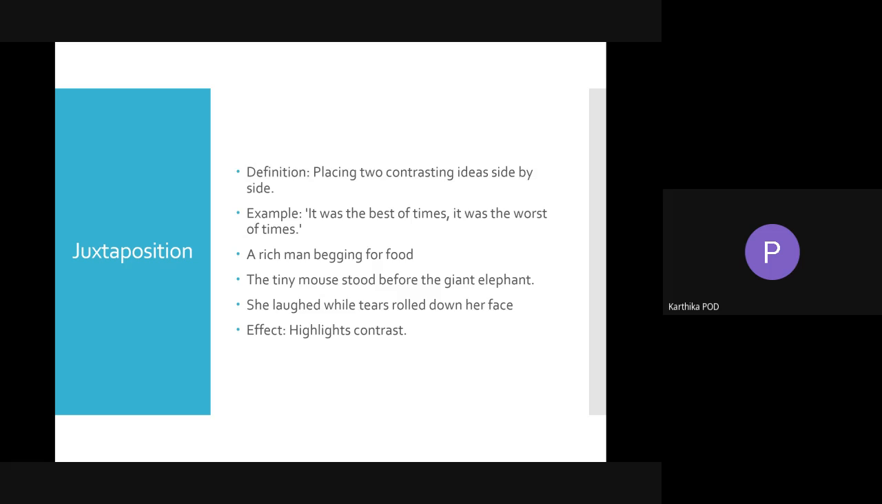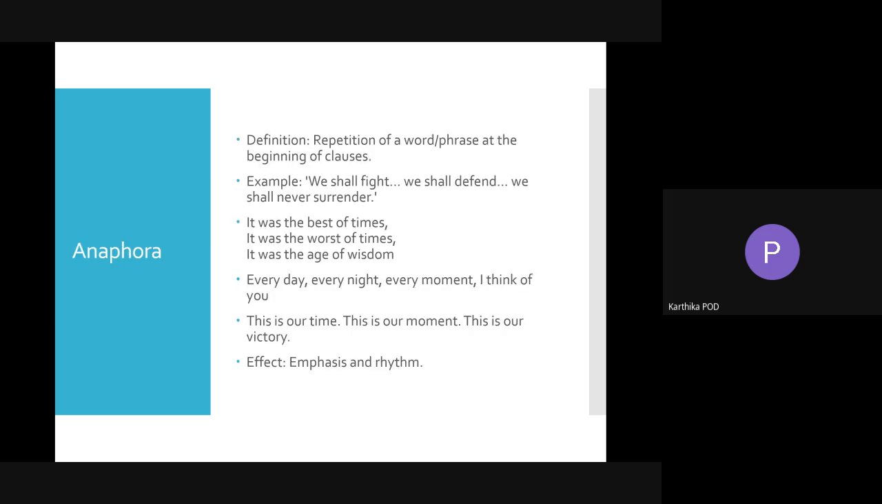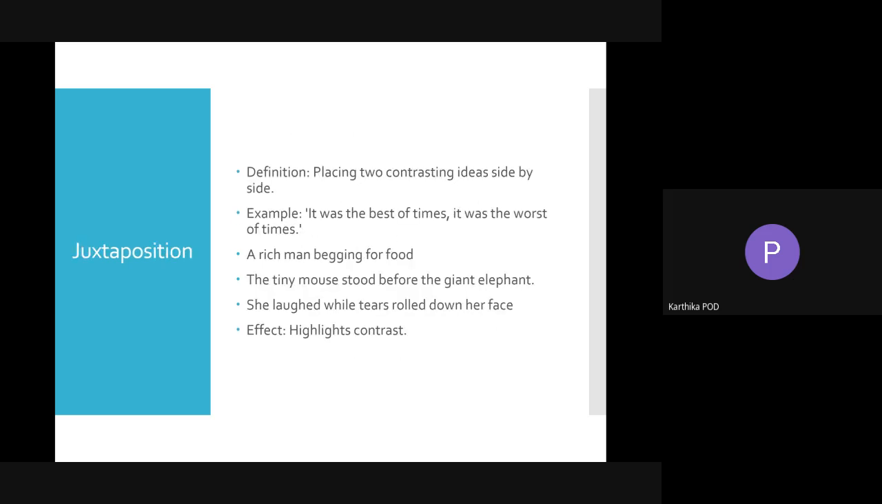The tiny mouse stood before the giant elephant. So again, tiny and giant. She laughed while tears rolled down her face. Tears coming down is usually associated with grief, but then she's also laughing. So this kind of contrasting ideas placed side by side is called juxtaposition, and this is basically to highlight contrast.